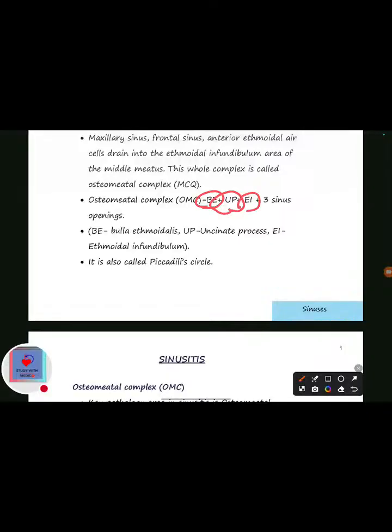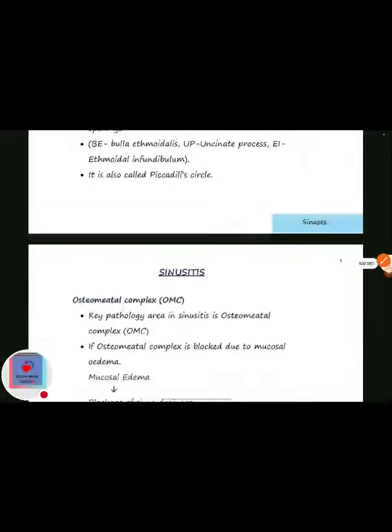So the osteomeatal complex is nothing but bulla ethmoidalis plus uncinate process plus ethmoidal infundibulum plus three sinuses opening into the meatus. It is also called Piccardi's circle.